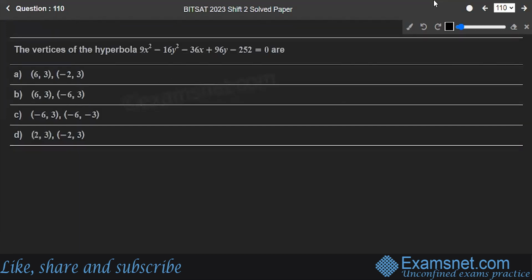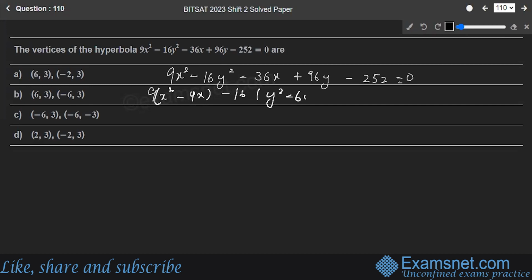Question number 110, the vertices of this hyperbola are, so the given hyperbola 9x square minus 16y square minus 36x plus 96y minus 252 is equal to 0. I'm separating 9x square minus, wait, I'm taking 9 common. So this will be x square minus 4x minus 16y square minus 6y is equal to 252. I'm doing some additions and subtractions. So x square minus 4x plus 4 minus 16y square minus 6y plus 9 is equal to 252.